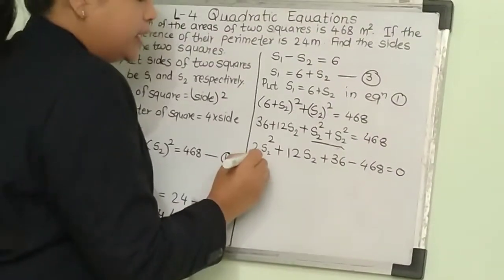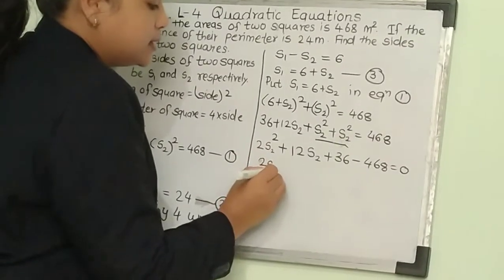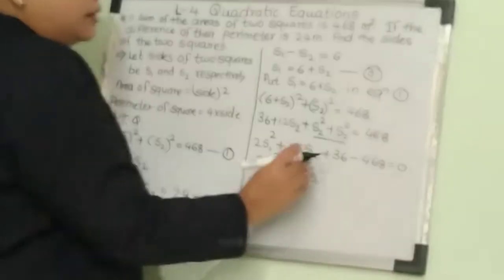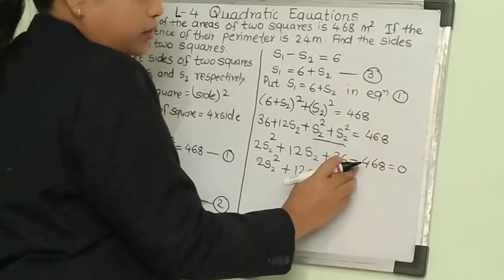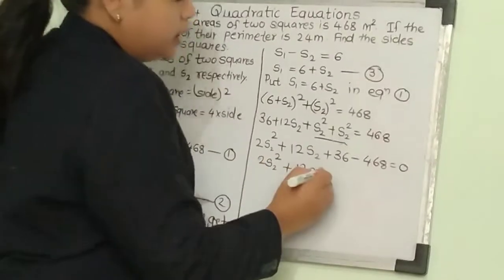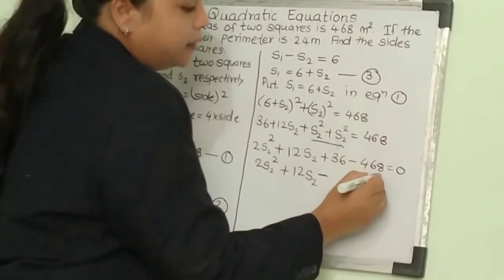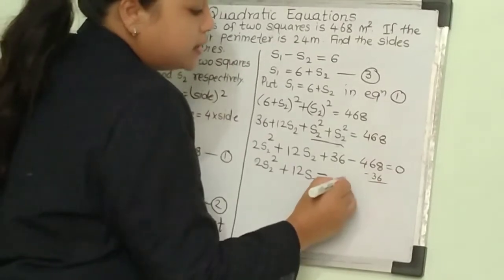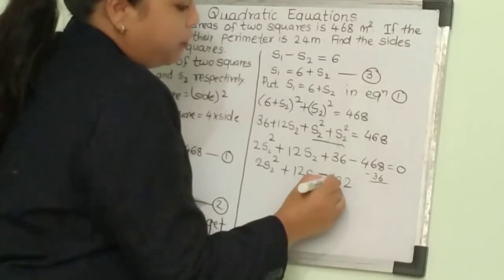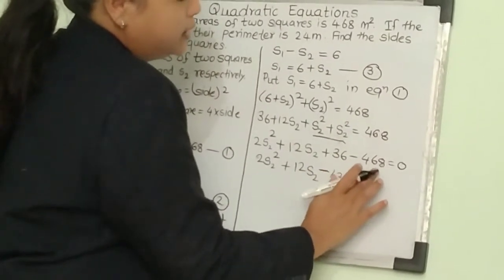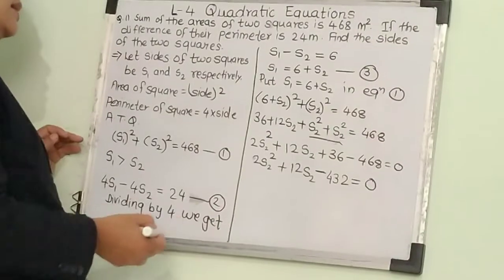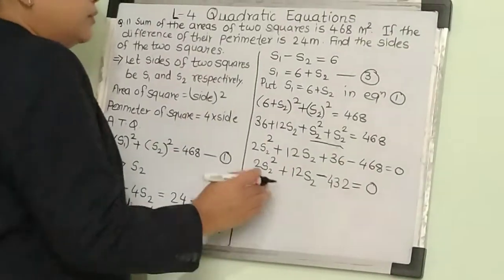Now here we take 2 S2 square plus 12 S2 as it is. Now plus and minus, we take the sign of the bigger number, which is negative, so minus sign. So we write 468 minus 36. 8 minus 6 is 2, 6 minus 3 is 3, and 4 as it is. So we get 432 as the answer, equals 0. Now we can solve this quadratic equation by using the formula method.